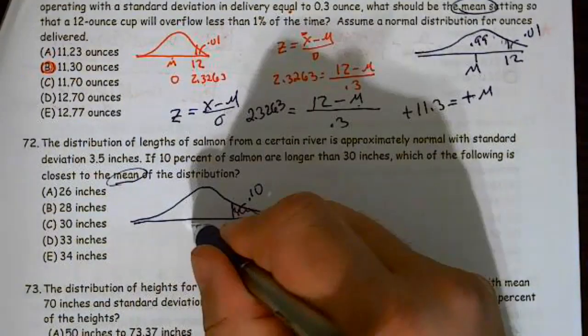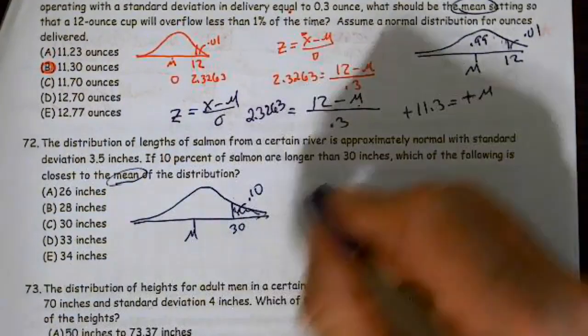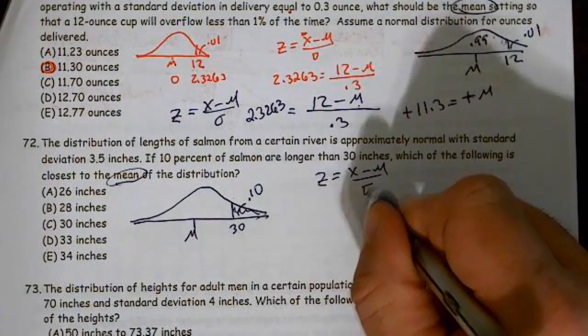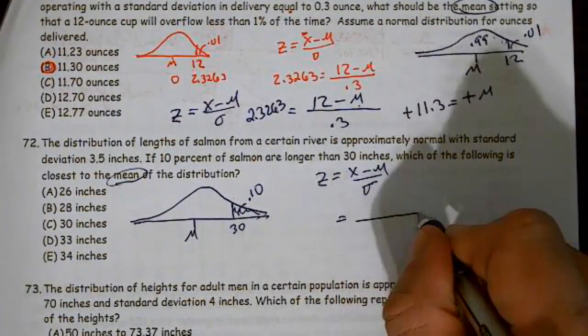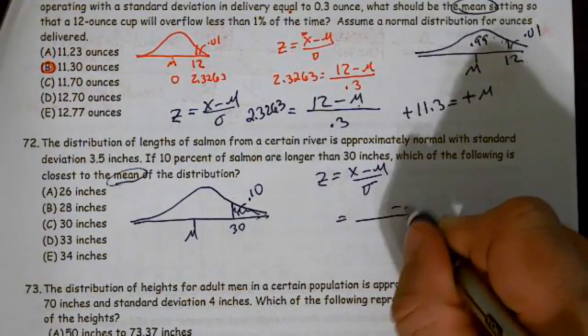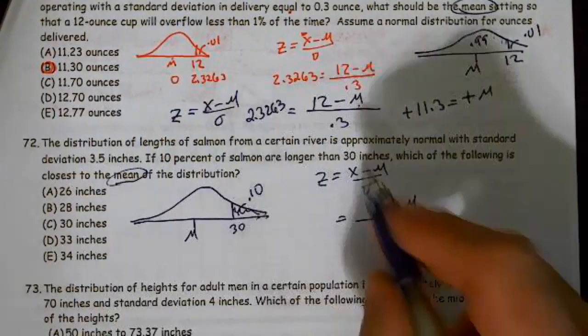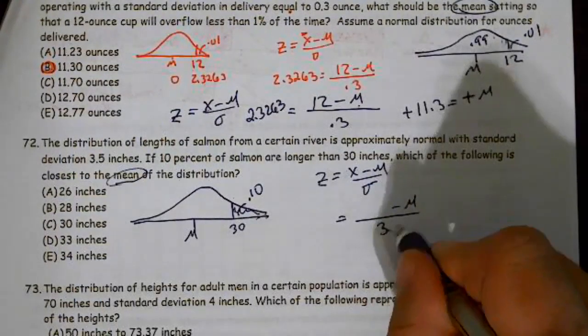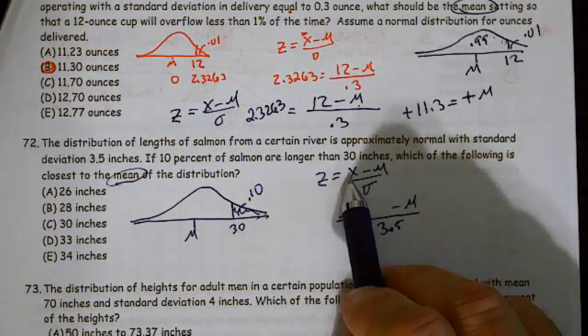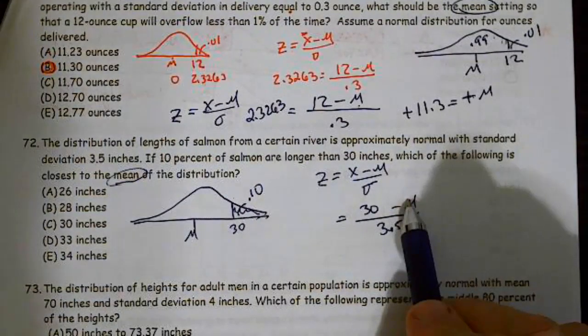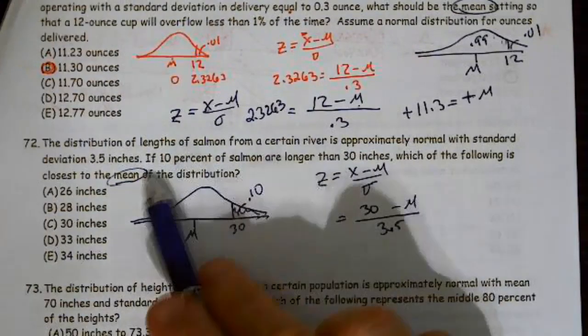And we're looking for the mean. We don't know what it is. And so I always start off going, all right, z equals x minus mu over sigma. Let's plug into that and see what we have. When I plug in, we know we don't have the mean. We have a standard deviation of 3.5, and we have an x value of 30. So I'm missing my mean, but we knew that because they told us to look for that.